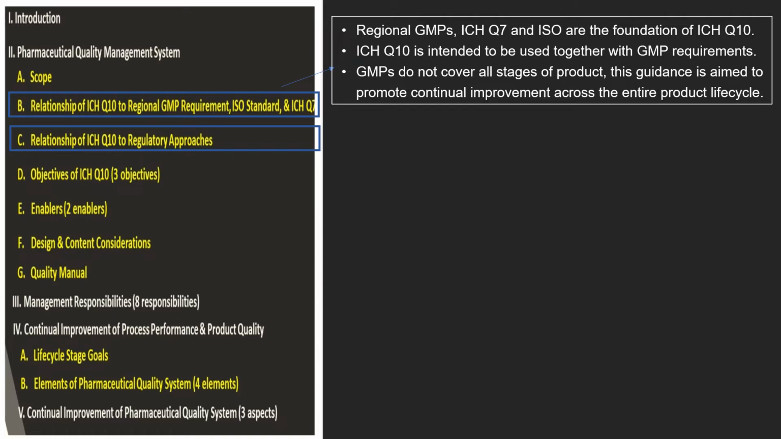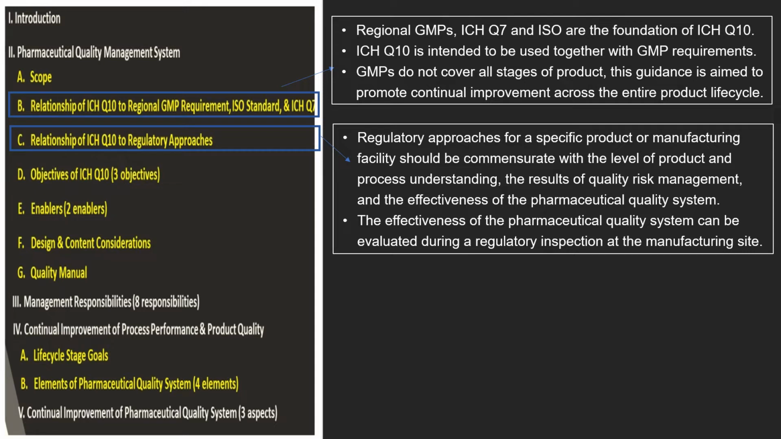If we see the relationship of this guidance to the regulatory approaches, for a specific product or manufacturing facility it should be commensurate with the level of product and process understanding, the results of quality risk management, and the effectiveness of the pharmaceutical quality system. The effectiveness of this pharmaceutical quality system is usually evaluated during the regulatory inspection when it is carried out at the manufacturing site.